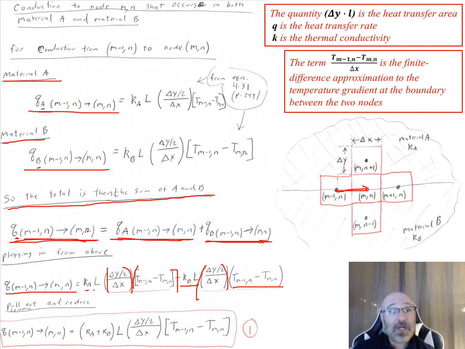So what we find out here now is our Q going from M-1,n to our center node M comma n right there is equal to the sum of those two thermal conductivities, K sub A plus K sub B right there, times our L value, times now this is common for both of those, so delta Y over 2 divided by delta X times that same temperature difference right there. And this is going to now give us an expression that we're going to refer to as expression 1. Again, expression 1 is our heat rate going from there to there.